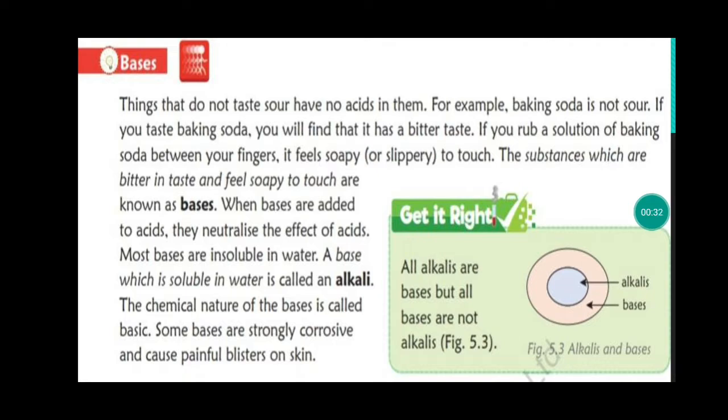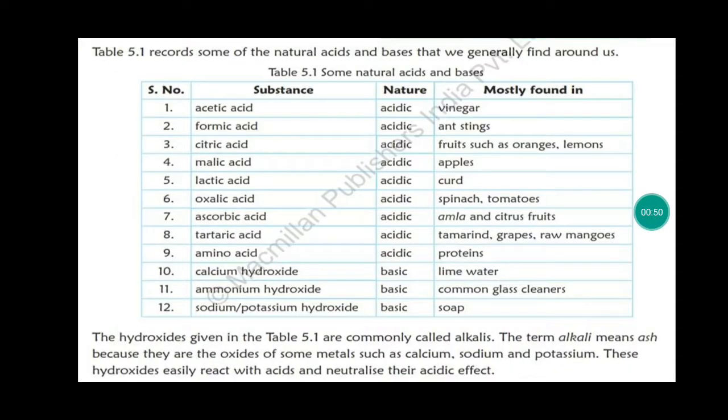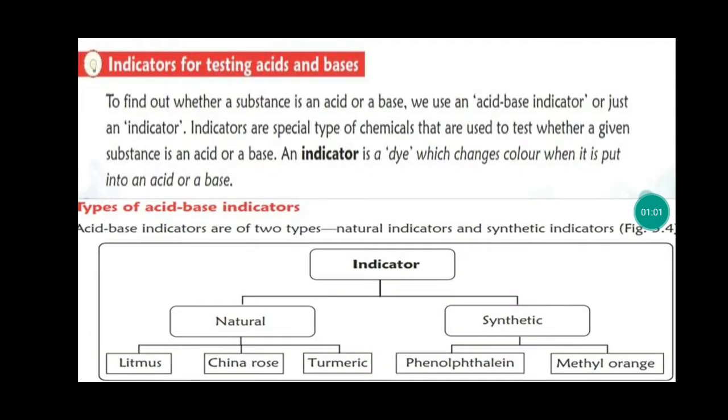And we get to know about the base, which are bitter in taste and of course feel soapy in between the fingers. We are also knowing about the bases which are soluble in water, they are called alkali. Although bases are not soluble in water, those bases which are soluble in water are called alkali. So we conclude that all alkalis are bases but all bases are not alkali. In this table we get to know about the different acids present in different substances. We also came to know about the hydroxides, which are also called alkali because they are water soluble.